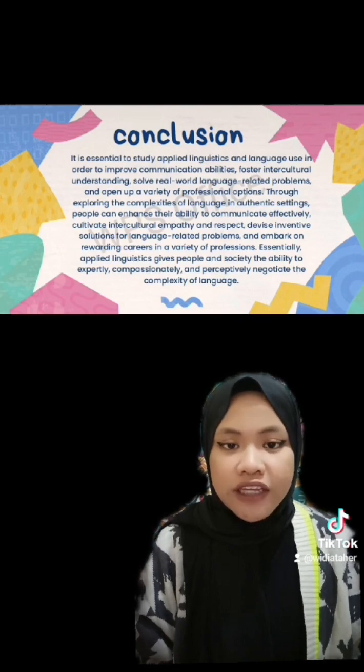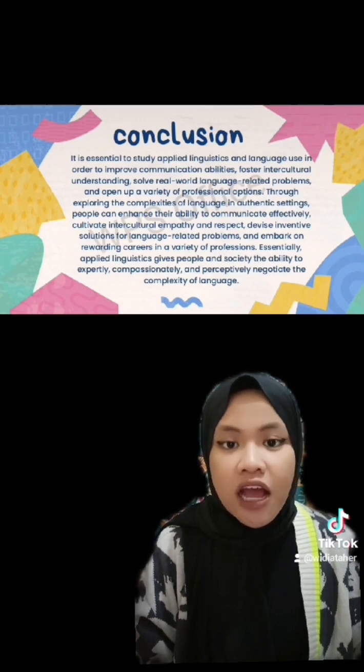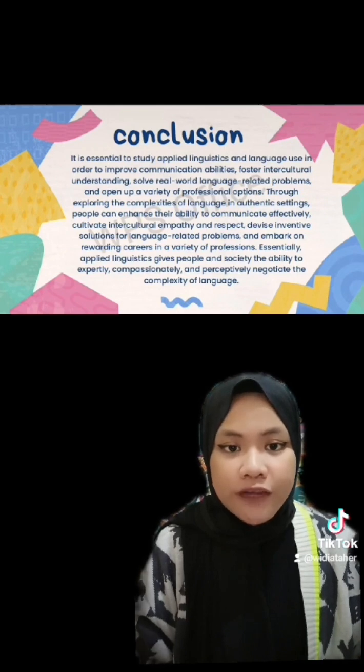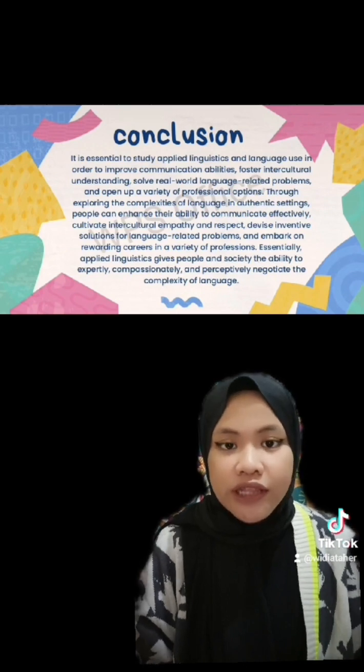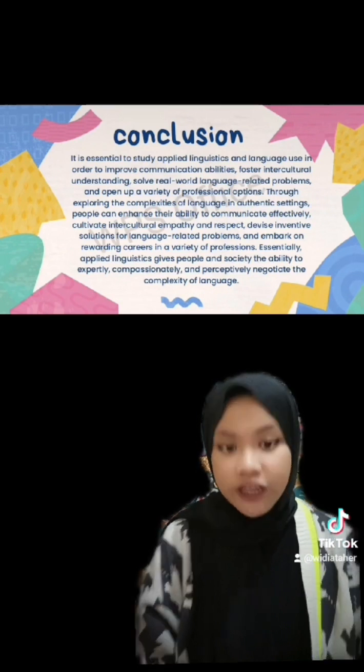Essentially, applied linguistics gives people and society the ability to expertly, compassionately, and perceptively negotiate the complexity of language.